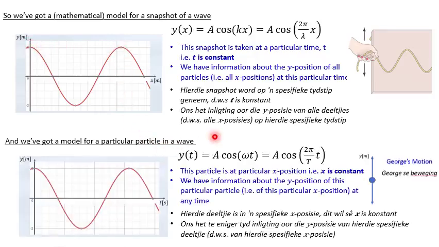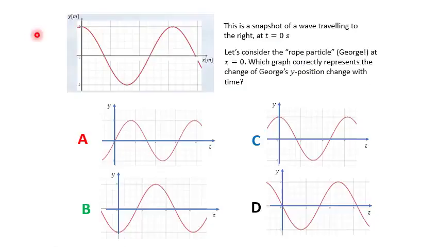We've also got a model for a particular particle in the wave. Now if we analyze, for example, here, let's say that George is sitting over here. So if we analyze the motion of George, at t is equal to 0 George is sitting at y is equal to 2, right? And then as time ticks by, George is going to go down and then back up and then down. So here we have information about the y position of George, and only of George, and how that y position changes in time.